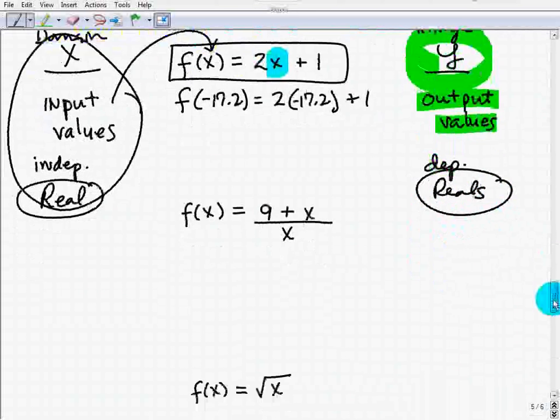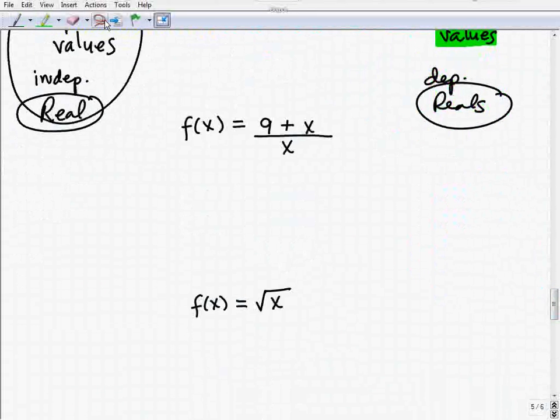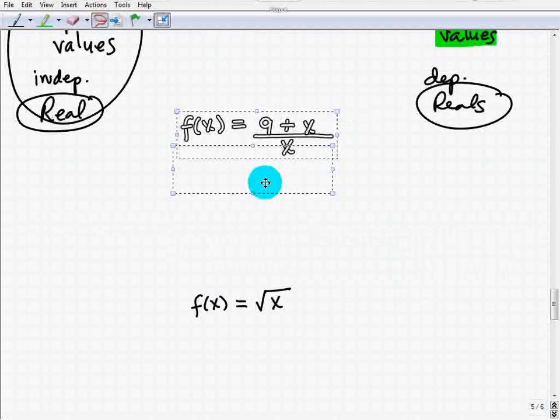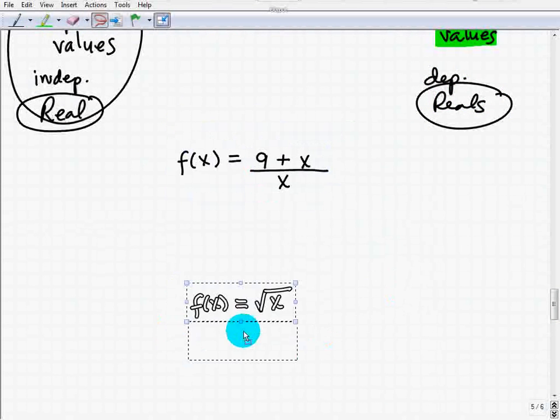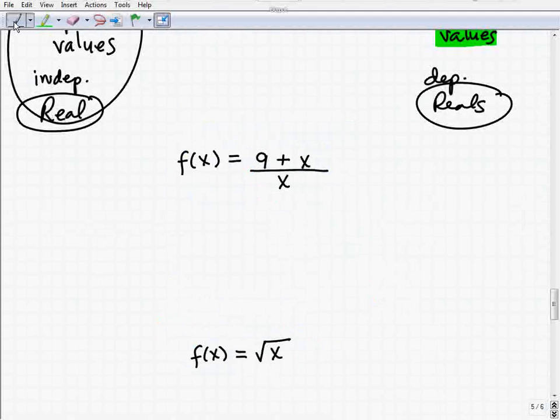Now, let's take a look at this situation. This is where we start having some interesting examples of domain and range. So why don't you take a look at this function, f of x equals 9 plus x over x.